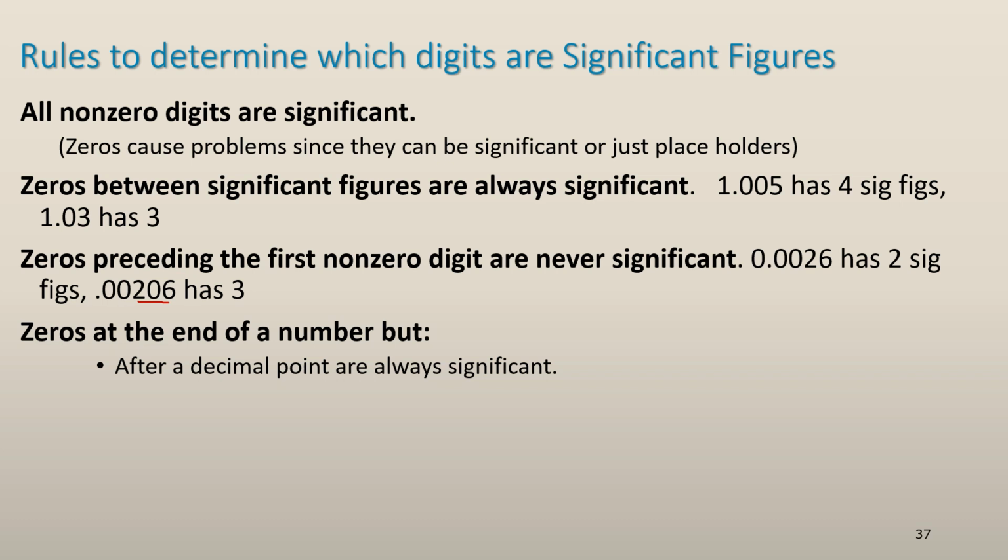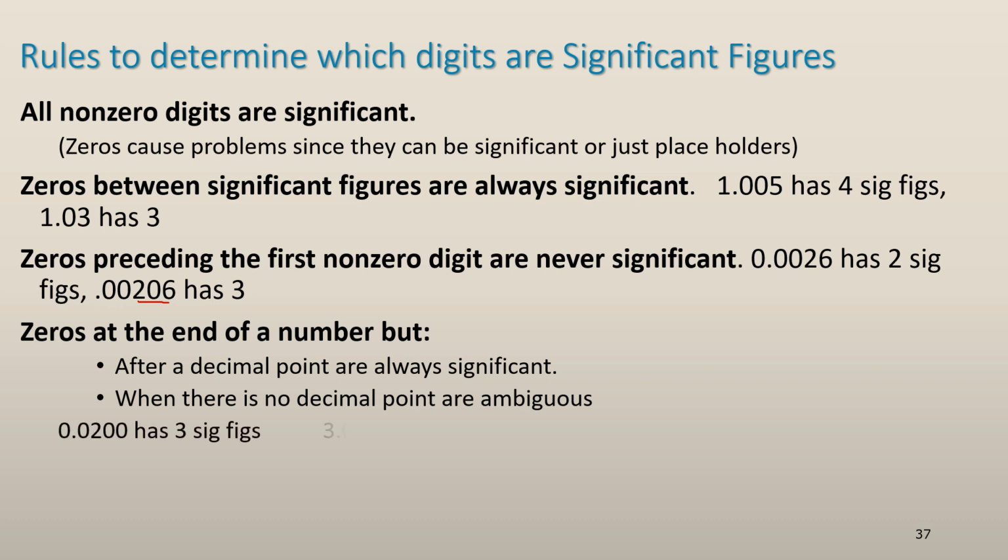If the 0 comes after a decimal point, we count them as significant because somebody's going to the trouble of saying, yes, I measured it, 0.0, 23.0, I measured it to that 1 decimal place. So you know it's significant. But the problem is if there's no decimal point, it's considered ambiguous.